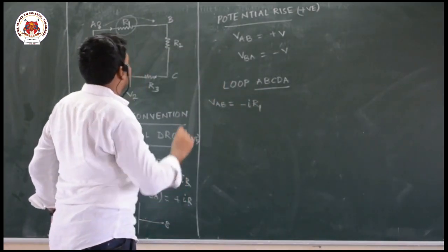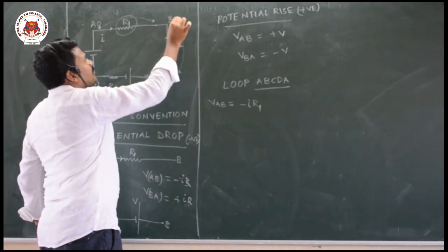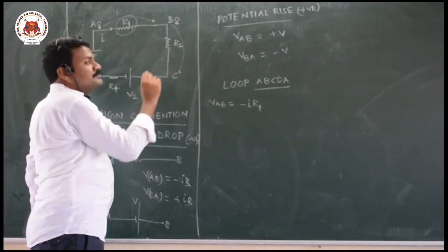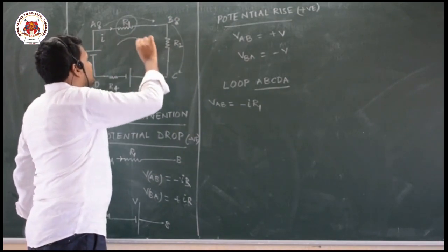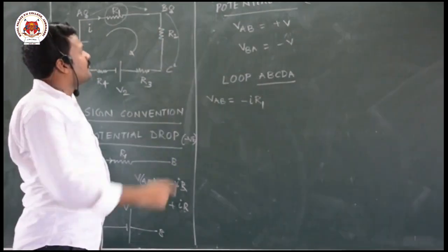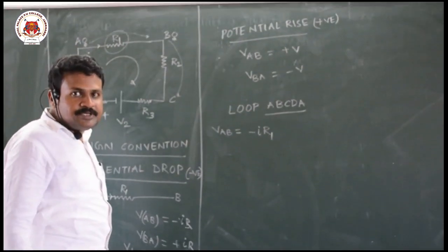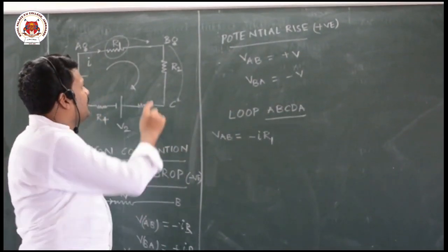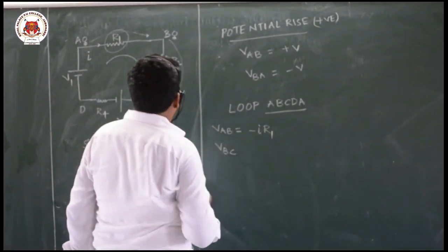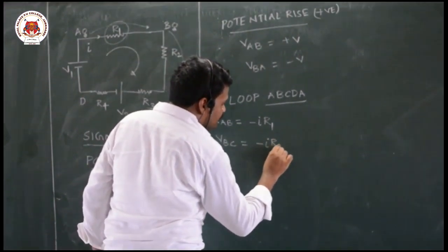Next, you move from B to C. You started from A, you reached B. Now from B you are moving to C. This is the direction of current. Current is flowing in clockwise direction. So when you are moving from B to C, there is a resistor and you are moving in the direction of current. So inside a resistor in the direction of current, this potential difference you have to take negative. So VBC is equal to minus IR2.